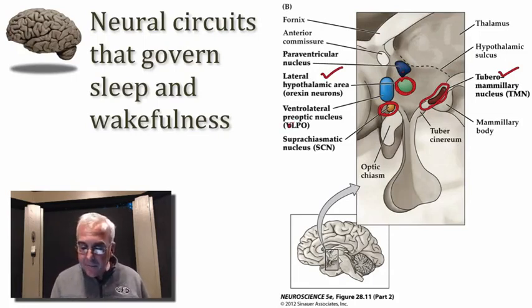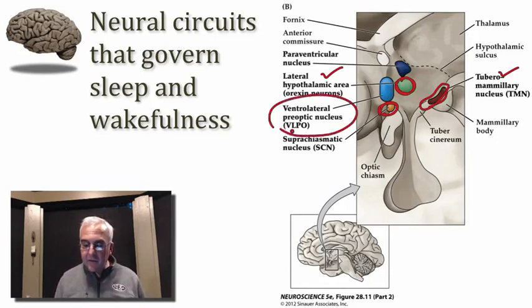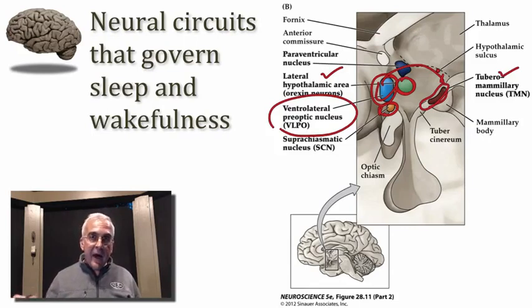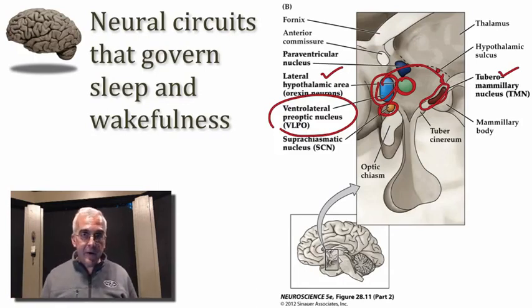Now, I want to also talk about this nucleus here, the ventrolateral preoptic nucleus. So this is a nucleus that's found in the anterior part of the hypothalamus, and it's very important because it seems to interact with structures in the posterior part of the hypothalamus, specifically this tuberomammillary nucleus. And the ventrolateral preoptic area, or preoptic nucleus, has an antagonistic effect with respect to these orexin neurons.